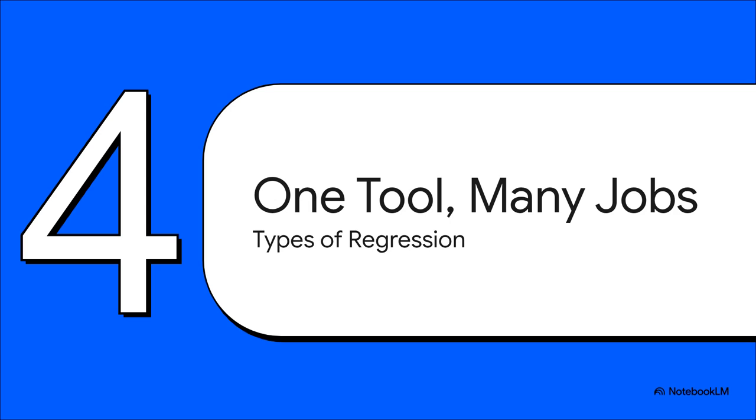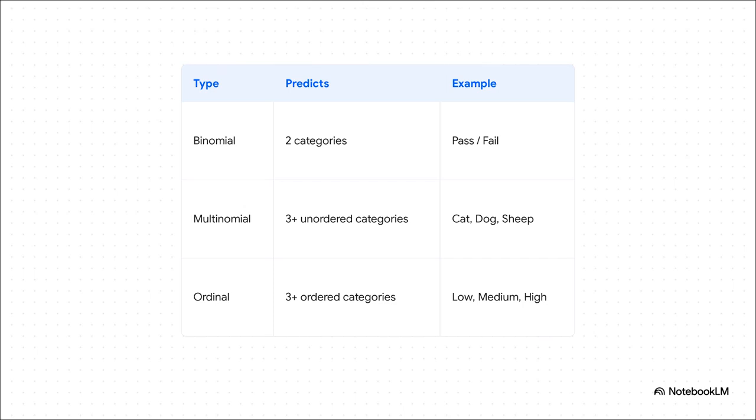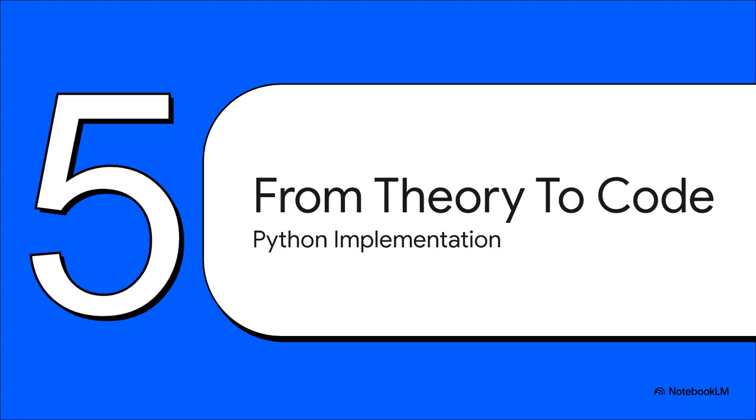So right about now, you might be thinking, okay, cool, so it's good for yes-no stuff. But logistic regression is actually way more flexible than just that. It's got a few more tricks up its sleeve. Let's take a look. It really comes in 3 main flavors. The one we've been talking about with just 2 outcomes, like pass-fail, that's called binomial. But what if you have more than 2 choices that don't have any particular order, like trying to classify a picture as a cat, a dog, or a sheep? For that, you've got multinomial. And then, what if the categories do have an order? Think about product ratings, low, medium, high. That order matters, and for that, you'd use ordinal logistic regression. See? Super versatile.